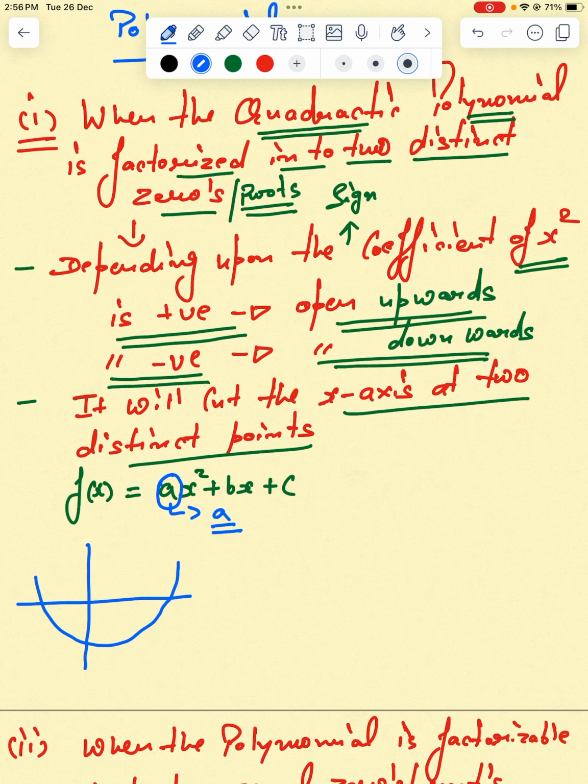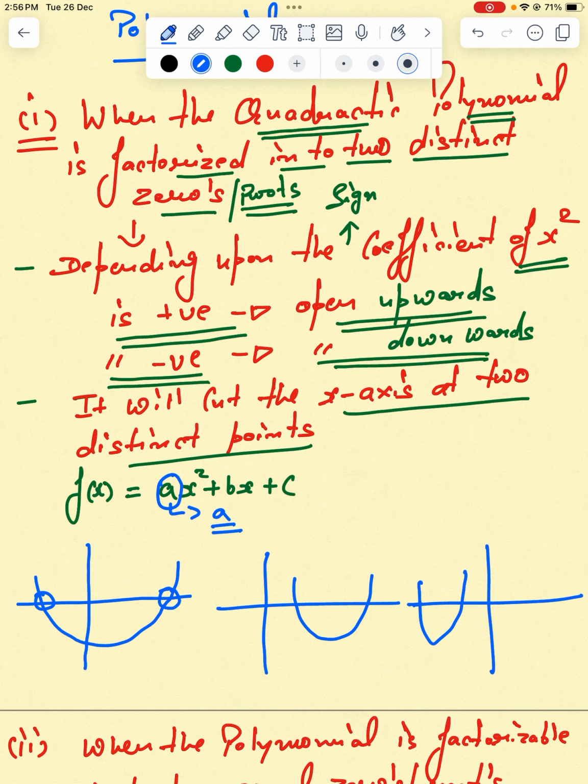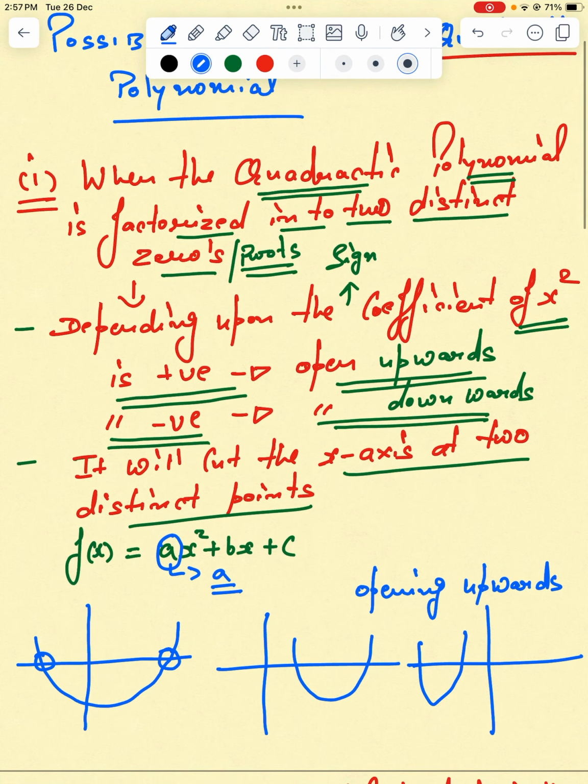The roots of this polynomial may both be positive. In this one I have drawn one root on the negative x-axis and one on the positive x-axis. It is also possible like this. Also it can be possible that both the roots are negative. So in both the cases it is opening upward, right? I think this is clear, if a is positive, greater than 0.